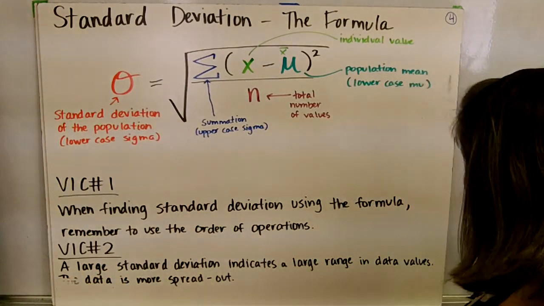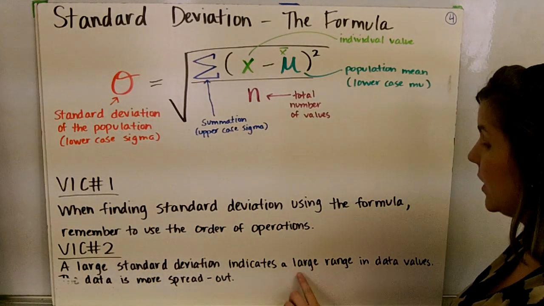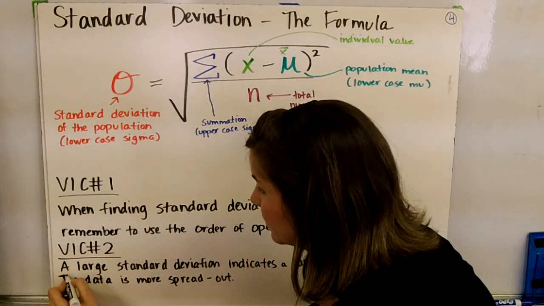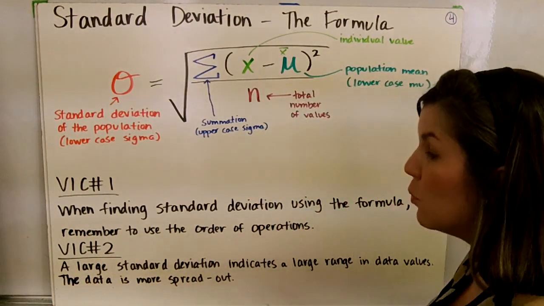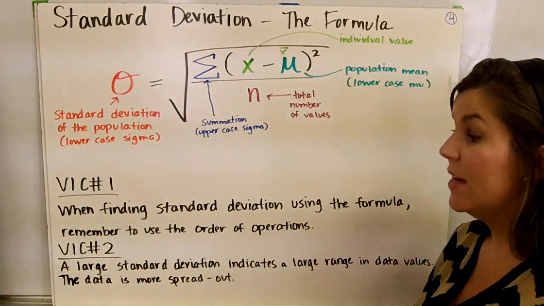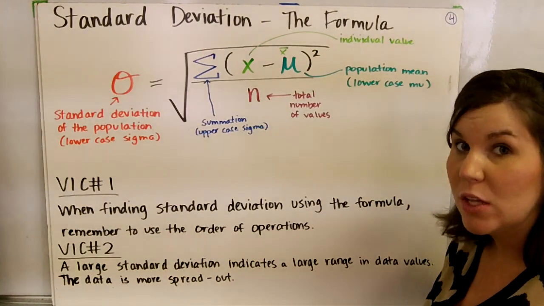Tip number 2, a large standard deviation indicates a large range in data values. The data is more spread out. So if you have a larger standard deviation, the data is more spread out. If you have a smaller standard deviation, the data is pretty close to the mean.